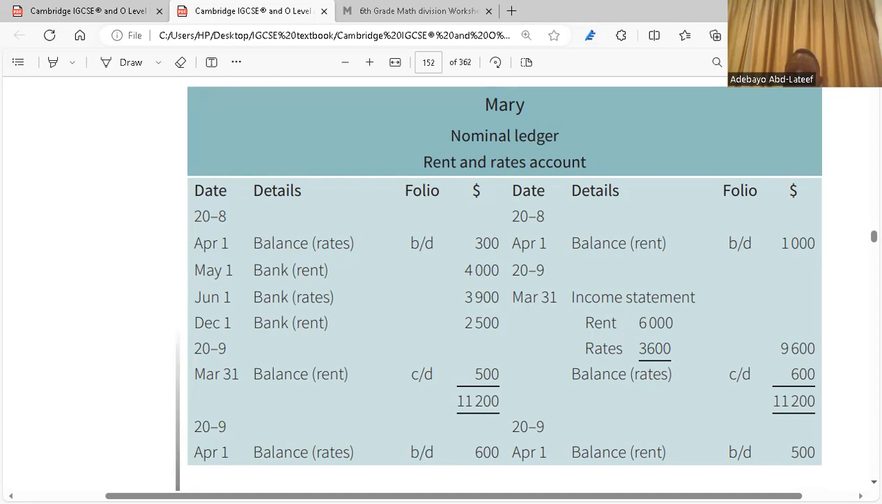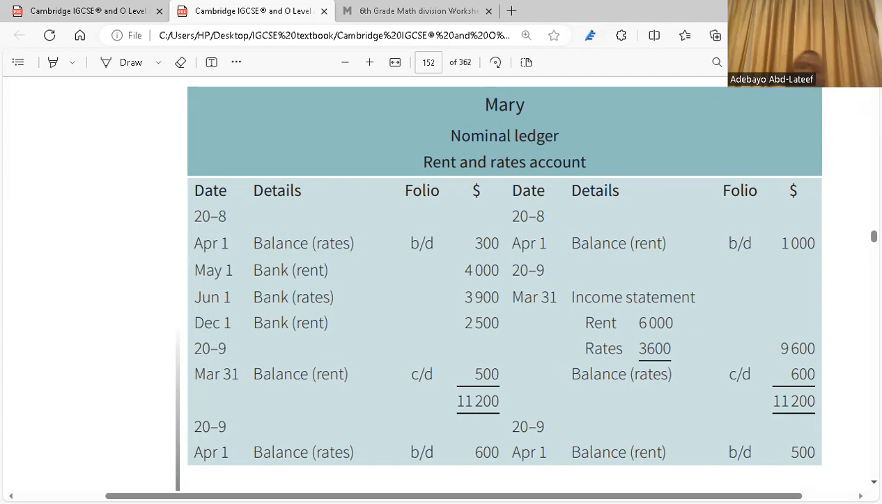They said she made payment for rent, 4,000, on the 1st of May. And she made rates payment for 3,900. At the same time, she made another rent payment for 2,500. So that is all the payment she made as at that time. Then the balance for rent, which she was owing for the last year, is 1,000, which is there.